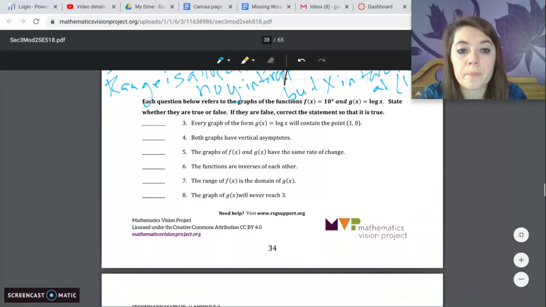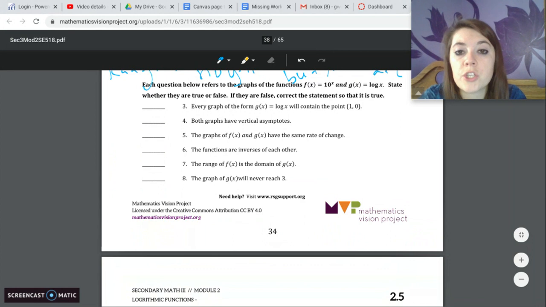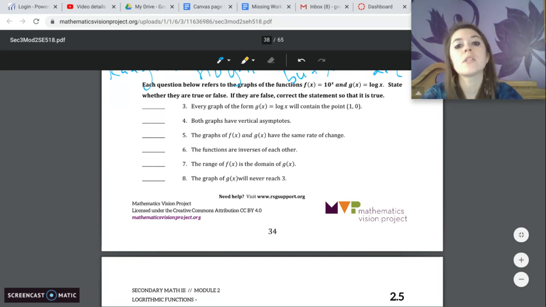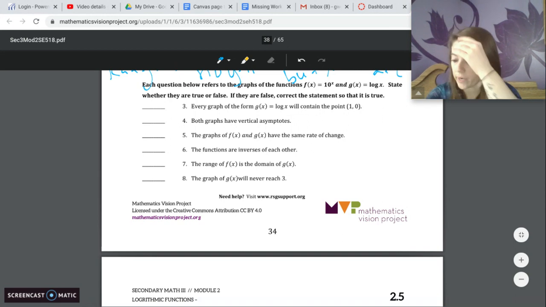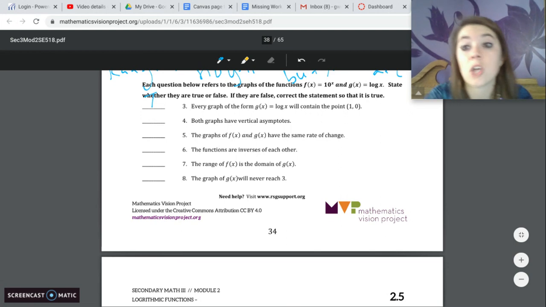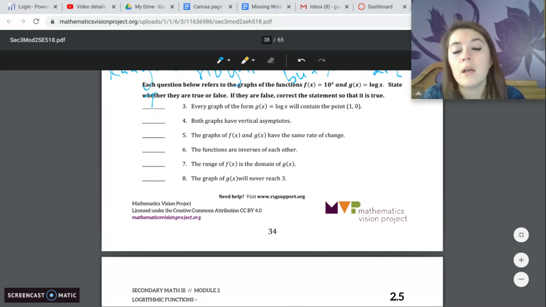Okay, the next part. Each equation below refers to the graph of the functions f of x equals 10 to the power of x and g of x equals log base 10 of x. State whether they are true or false. If they're false, correct the statement so that it's true. Every graph of the form g of x equals log base 10 of x will contain the point 1, 0. This is true. It's always going to be true no matter what. It will never change. It's always going to have that x-intercept.